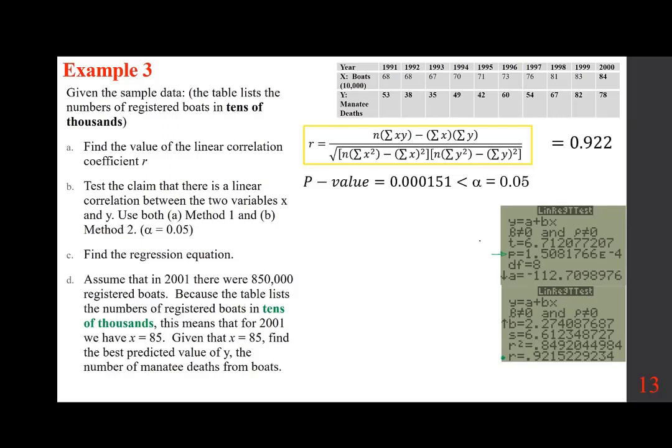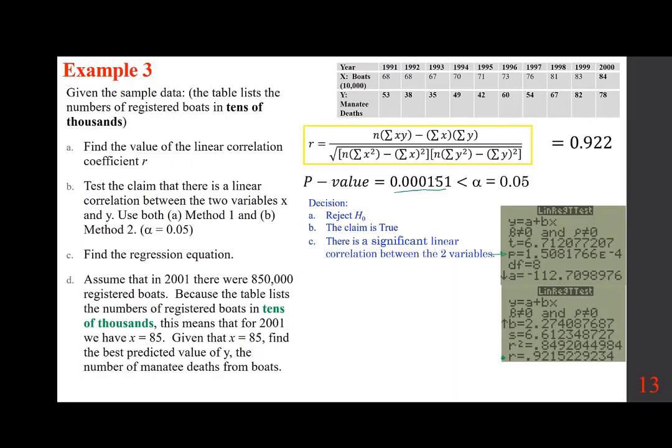P-value. The p-value is 1.50817 whatever, E minus 4, times 10 to the power of negative 4. So if you wrote that, you get this number. This is the p-value. Less than alpha of 0.05. Reject H0. And you know the rest. When you reject H0, the claim becomes true and there is a significant linear correlation. Again, using technology, we can easily come up with the answer.